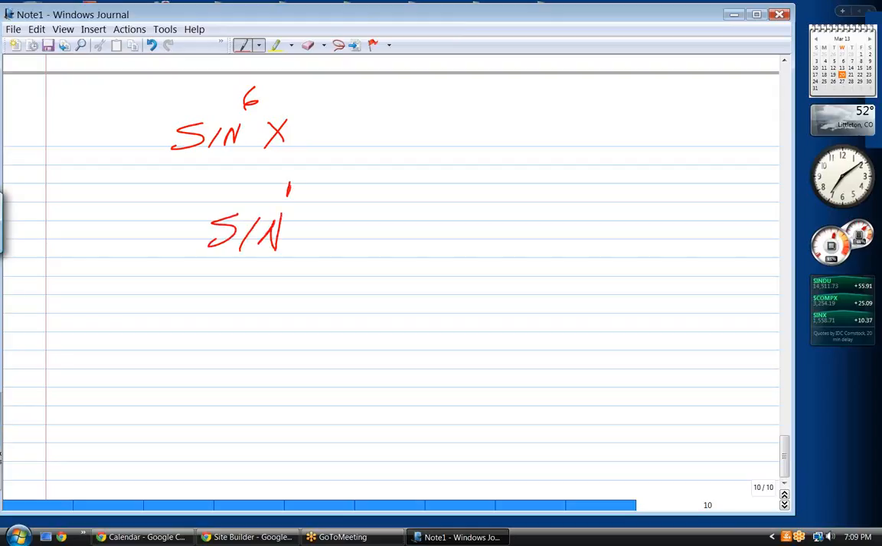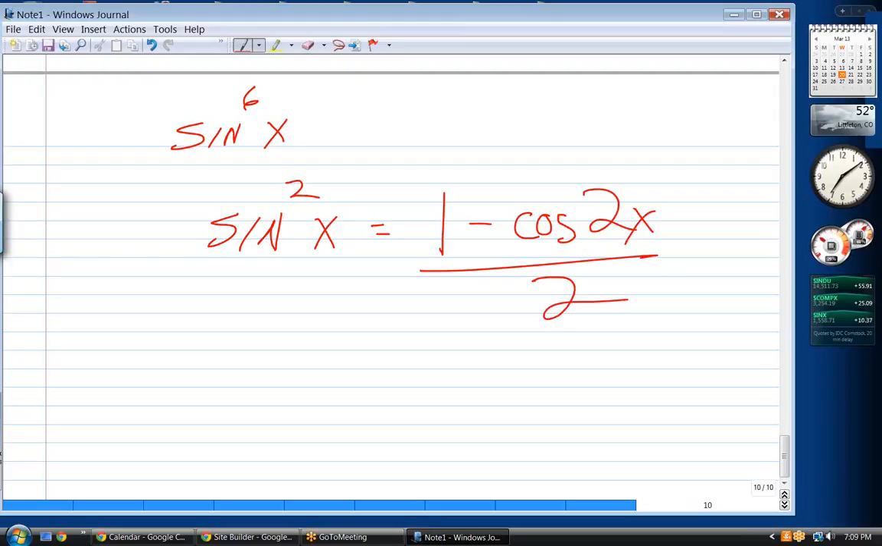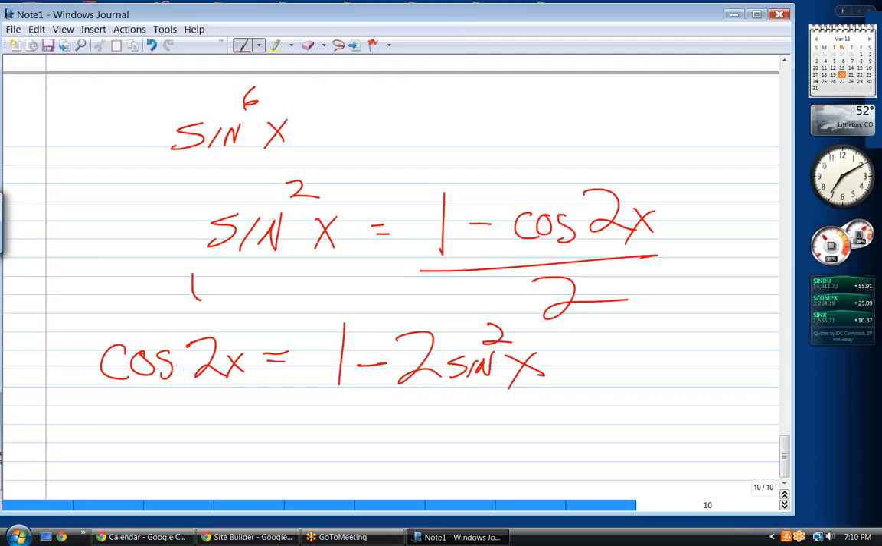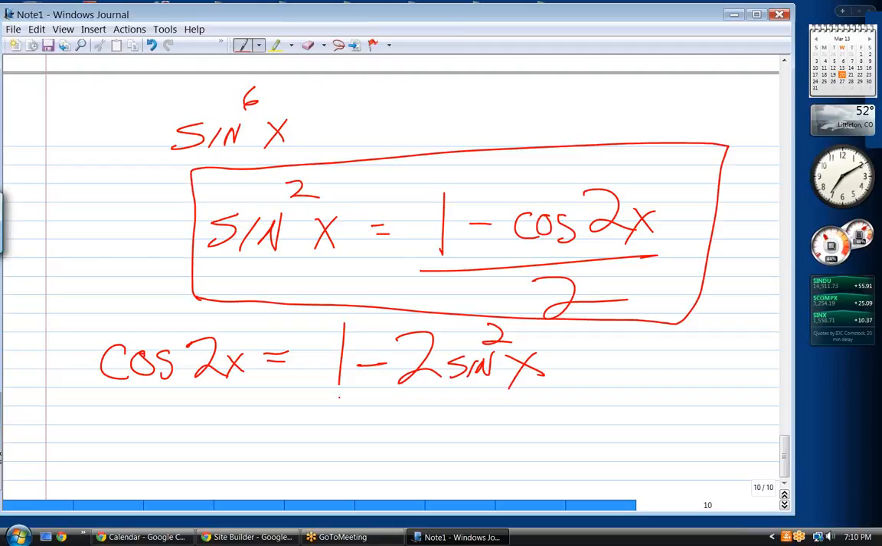It must be sine to the m of x. Sine squared in my book equals 1 minus cosine of 2x over 2. That's actually the double angle formula. Have you had the double angle formula yet? No. You'll get the double angle formula, which is 1 minus 2 sine squared of x. They also call it the power reducing formula because that's the same thing. If I were to solve this for sine squared of x, I would get this.